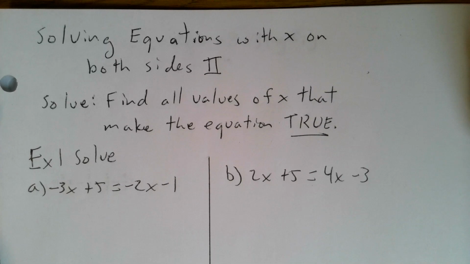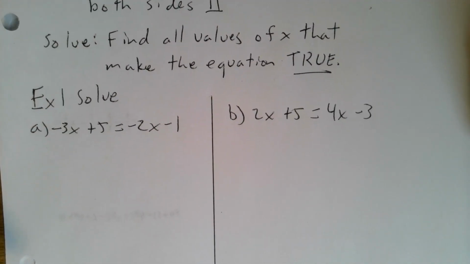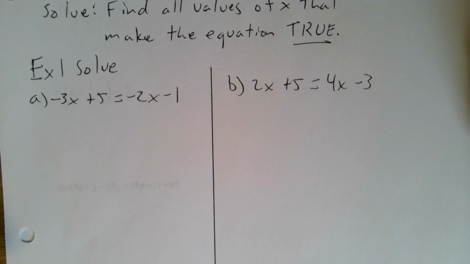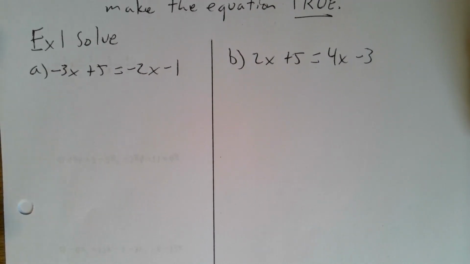Example 1, they want us to solve these. Let's have a look at A. A is exactly like the questions from part 1. We'll just go over it for a review of what we've already learned. You guys hopefully remember from last lesson that we need to get all of the x's on one side first. Well, it's a good idea to anyways. And we want to get them on the side with the greater number of x's.